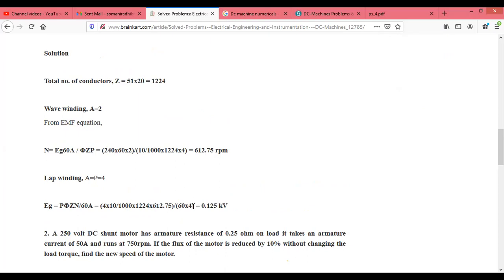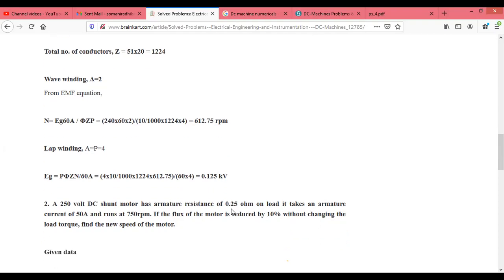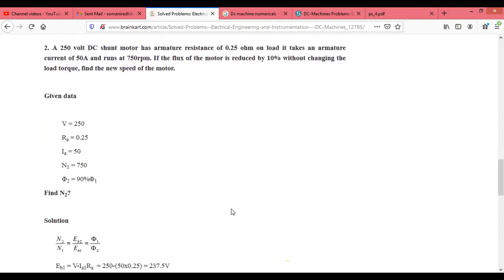We can write that speed because we are saying speed is constant. So we can take that speed upon 60. For the lap winding we are taking A equal to P, so you can take A equal to P equal to 4. You will get here 60 into 4. If you solve, you will get 0.125 kilovolt. Again, we will see one example, then we will conclude the class.